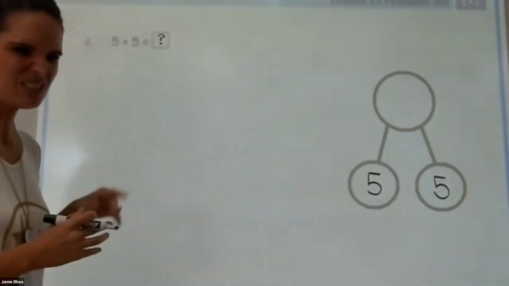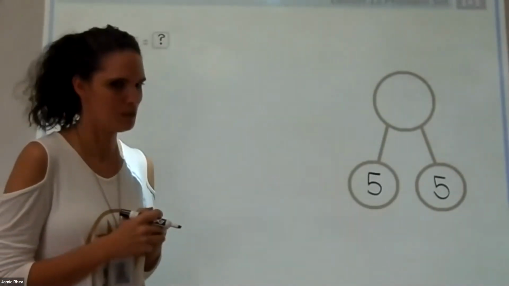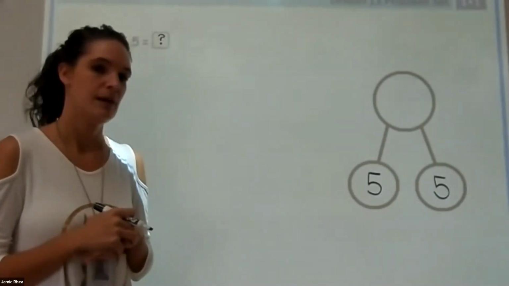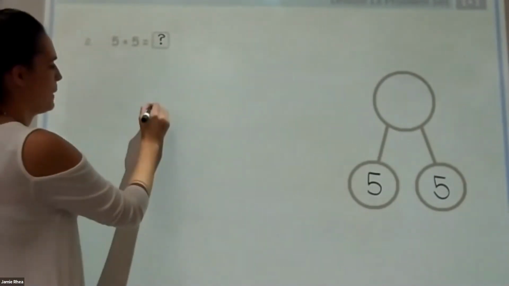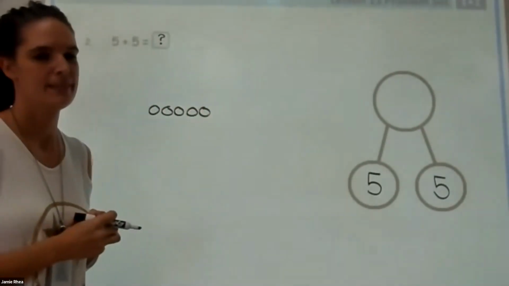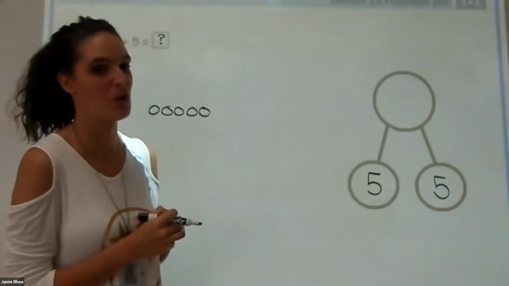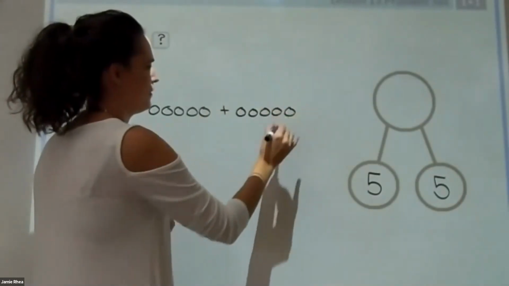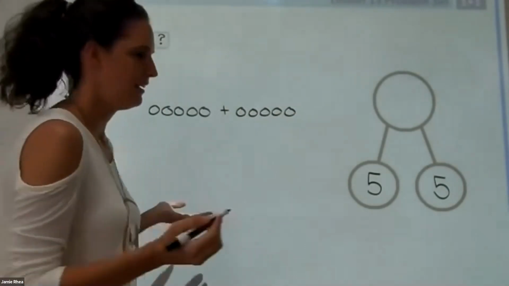So let's draw a picture and a number story. I'm going to do something, and boys, I'm sorry because I probably don't use this, but I have 5 hair bows. I'm going to draw out 5 hair bows. 1, 2, 3, 4, 5. My sister gave me 5 more hair bows. 1, 2, 3, 4, 5. Now I have a total of how many hair bows in all? That's what we've got to solve.